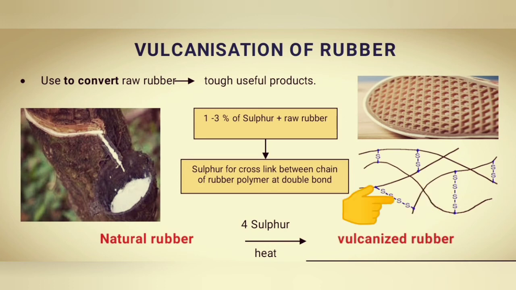Cross-linking improves the properties of raw rubber. It will make the vulcanized rubber, number one, a tougher material that is more resistant to oxidation. Number two, more elastic, as the cross-link chains can revert back to their original position. Number three, more heat resistant, which means the vulcanized rubber is less soft and sticky on warming. And number four, less soluble in organic solvents.